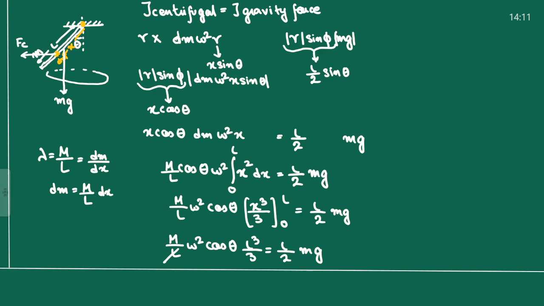See, L and this L square would become L. So this is our primary cancellation. What more things can I cancel? This m is nothing but capital M, so this M and this M will also get cancelled. So I'll get cos theta. My answer would be cos theta is equal to, the remaining terms transferred to the right hand side, 3g by 2L omega square. This is my answer.